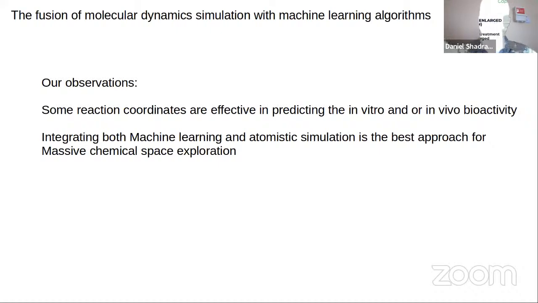So these are some of the observations: some reaction coordinates are effective in predicting in vitro and in vivo activity. Integration of both machine learning and atomistic simulation is the best for massive chemical space exploration.